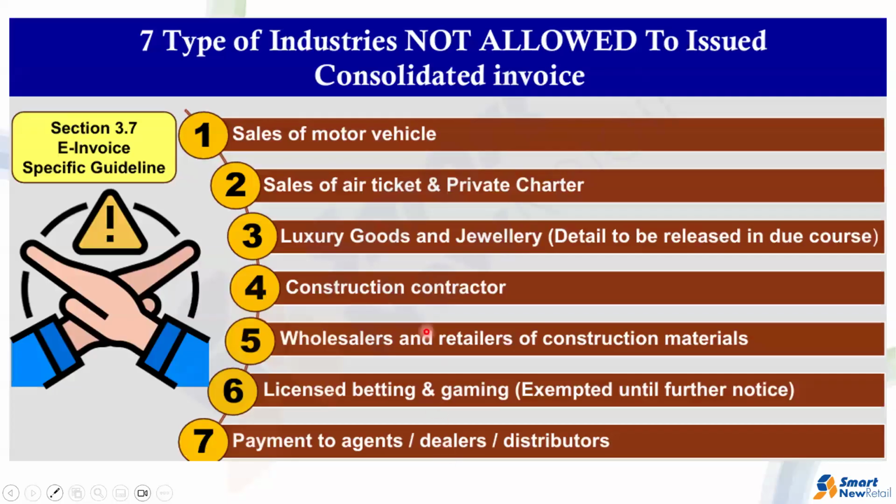Okay. So what are the seven industries that are not allowed to issue consolidated e-invoice? If your business is doing motor vehicle sales, air ticket or private charter sales, luxury goods or jewelry, construction contractor, wholesale retailer of construction material, a licensed betting or gambling business, or payment to agent, dealer, or distributor, those are not allowed to consolidate. You must submit it one by one with their info inside.